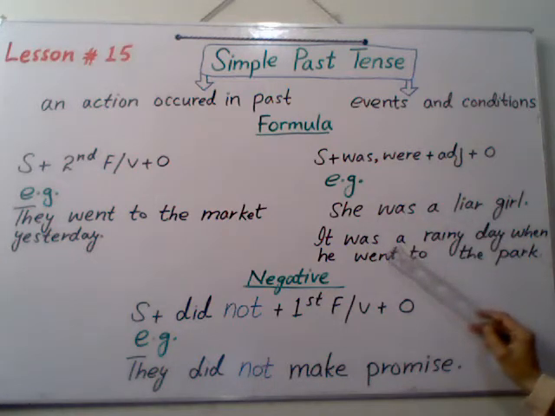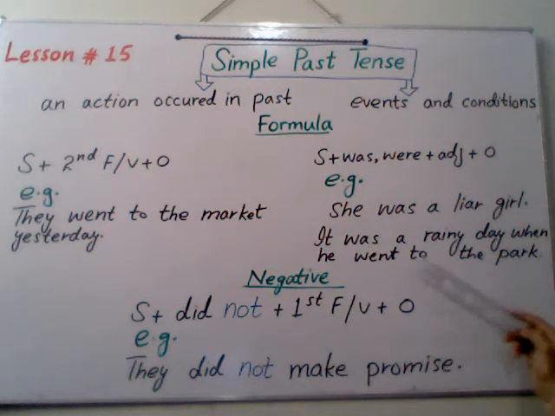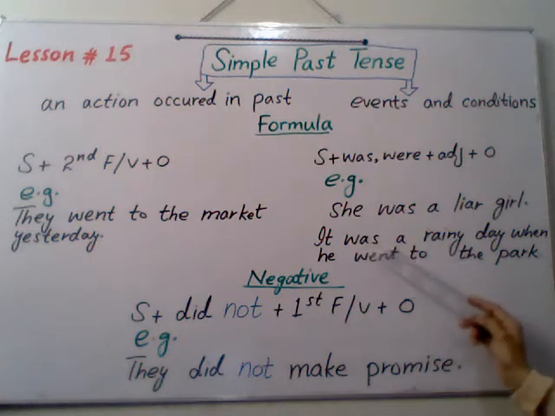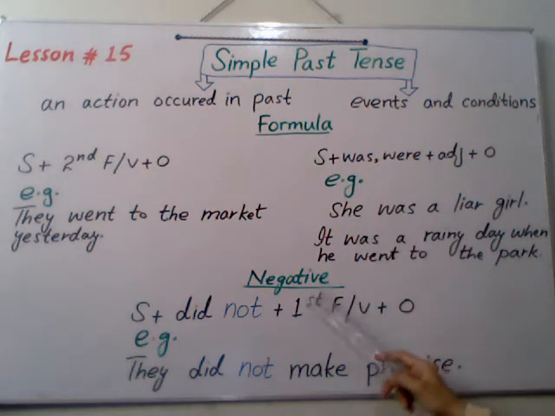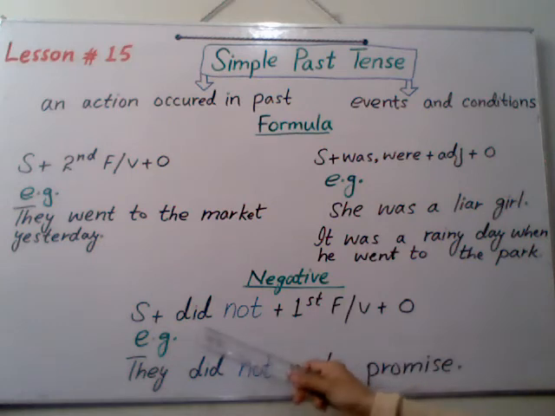and the second sentence is showing the event, like it was a rainy day when he went to the park. Okay, so here is the condition, what was happening on that day when he went to the park. That is clear. And whenever we make the negative of this simple past tense, we use did.